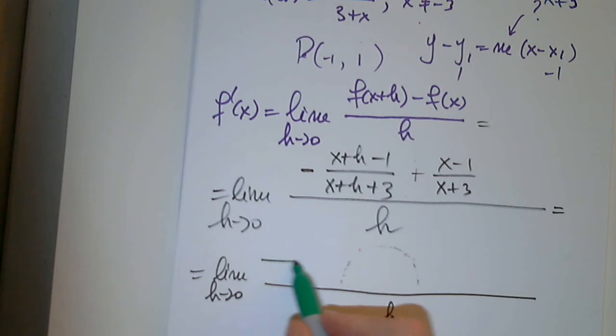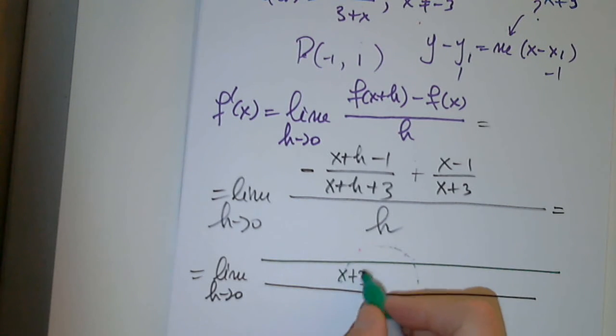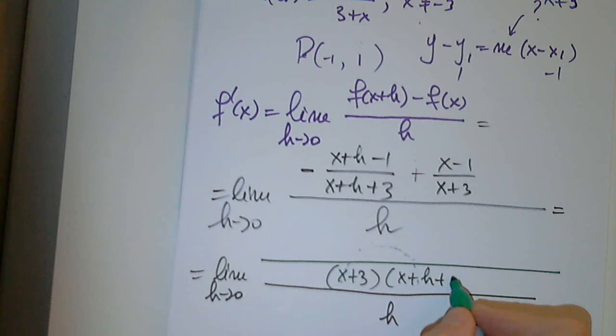So the least common denominator is definitely the product of these two factors. Remember, we will never multiply these factors. We will never distribute them. We want the denominators to be factored at all times, if we can, if we have them factored. That's how we want them.